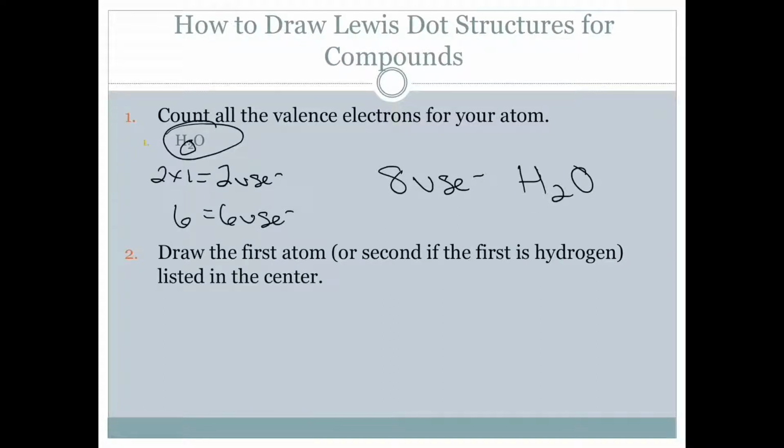All right. The next step to drawing Lewis dot structures for a compound is going to be drawing the first atom in the center. Unless the first atom is hydrogen, then you draw the second. So if I gave you this, we would draw the carbon in the center. But I want to do water like we worked with in the first part of this, which hydrogen is first. So that means we're going to put oxygen in the middle. All right, that seems fairly easy enough.